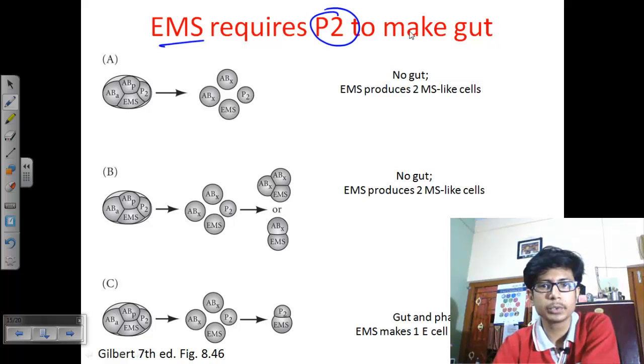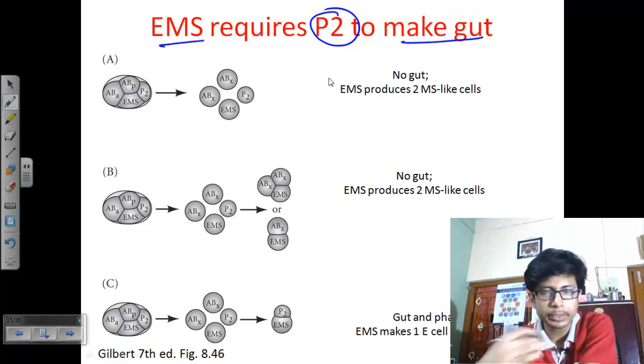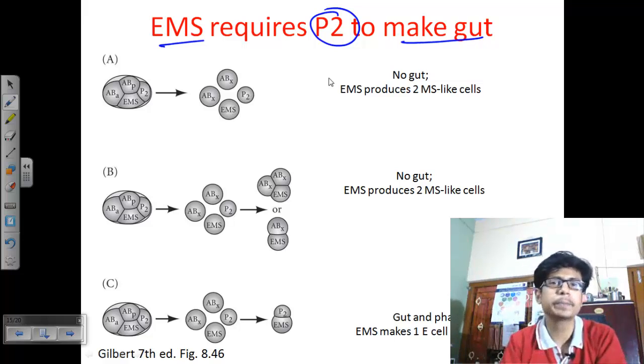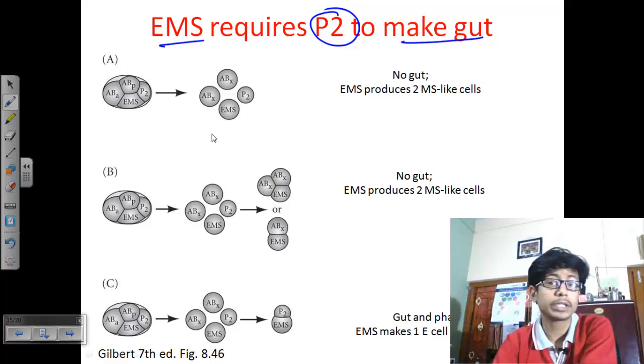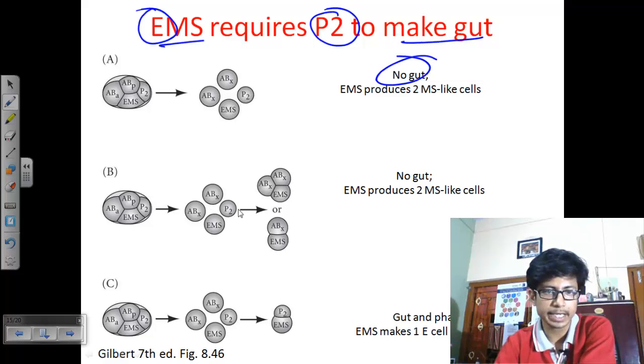EMS requires P2 to make the cut. So during the developmental phase, if EMS is not interacting with P2 properly, then the gut will not develop. Because from the E it will produce the gut, but if there is no P2, it will not produce the gut. So at the very beginning, see, EMS and P2 are not interacting, so no gut formation. Again, not interacting, no gut formation. Where EMS and P2 interact with each other, then only gut and pharynx are formed. Okay.